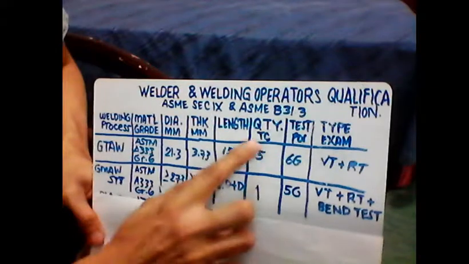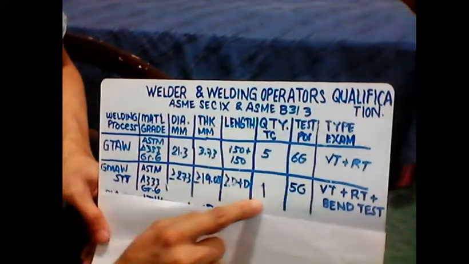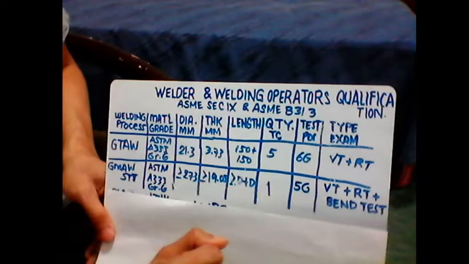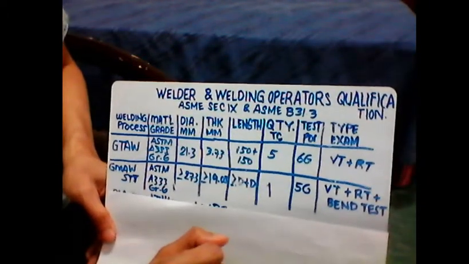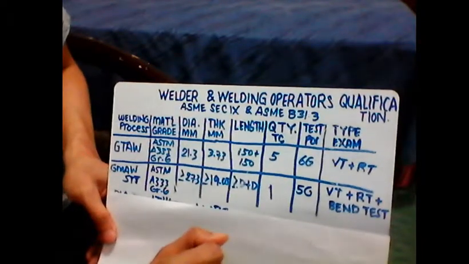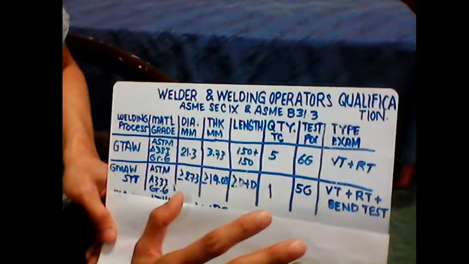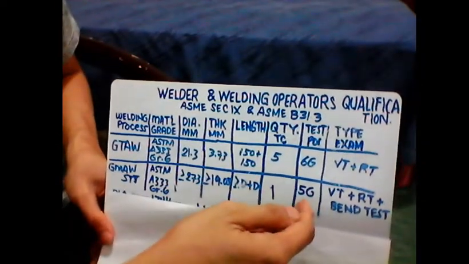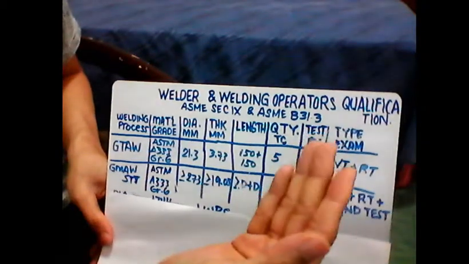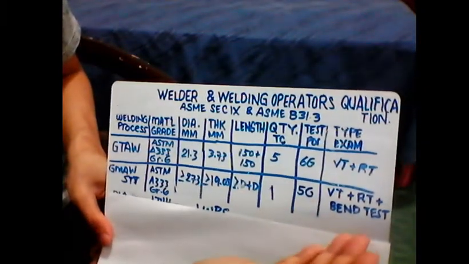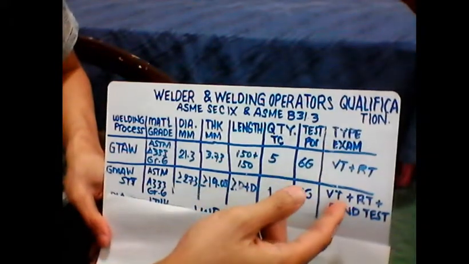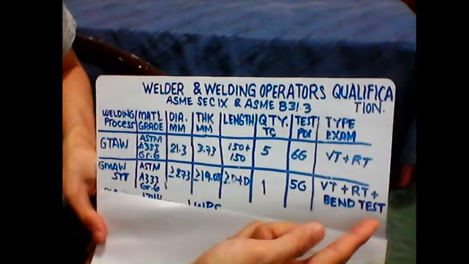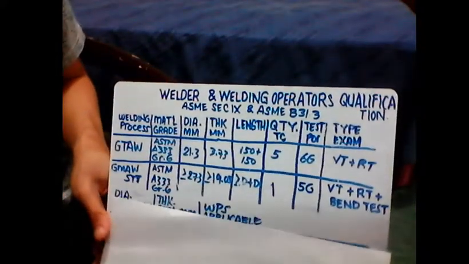Then we proceed to the quantity of test coupon. Okay, only one, with the test position of 5G. 5G means the pipe axis is horizontal, then the welding position could be upward progress or downward progress, depending on the qualification. Okay, then the type of examination will be visual test plus RT, radiographic testing, plus the bend test. Okay, depends on the welding process that you encounter.